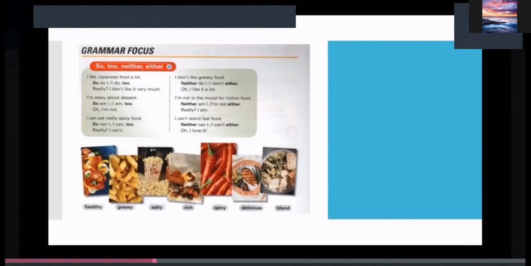I'm not in the mood for Indian food. Neither am I. I'm not either. Really? I am. I can't stand fast food. Neither can I. I can't either. Oh, I love it.